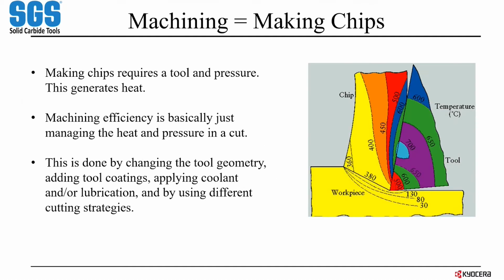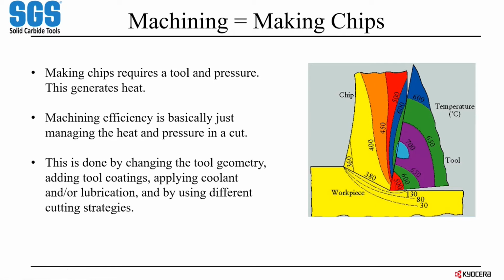So when machining HTAs, it's no different than anything else. Ultimately, machining is just making chips. To make a chip, you need heat, or you need tool pressure and a tool, and that generates heat. You can see in the diagram the different fluctuations in temperature from the very cutting edge on the tip, going up the flank or inside the rake of the tool. This is what we're managing.